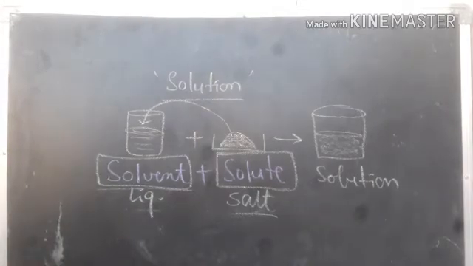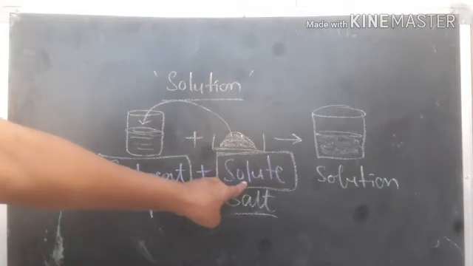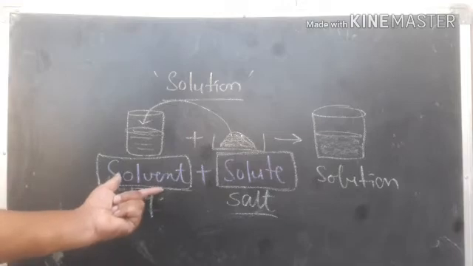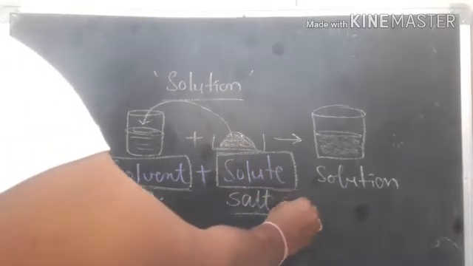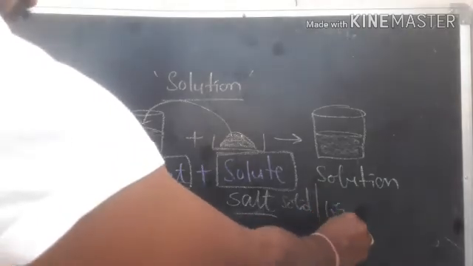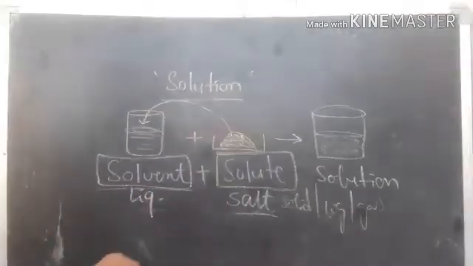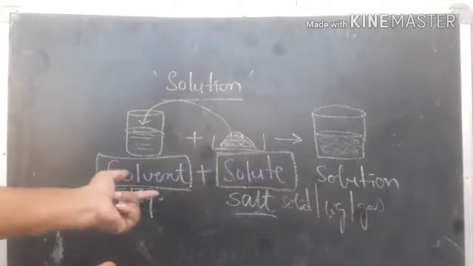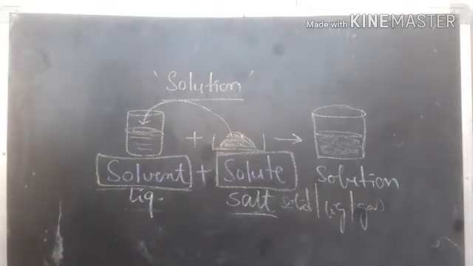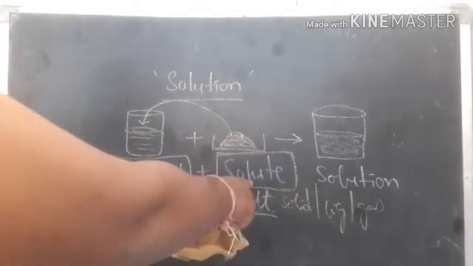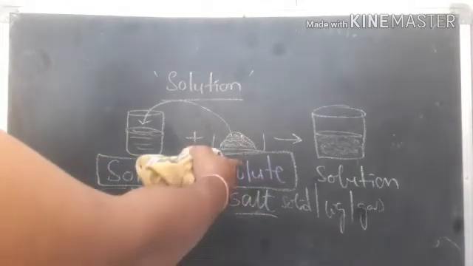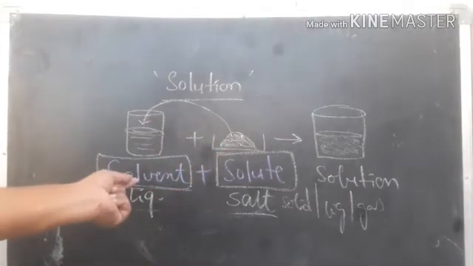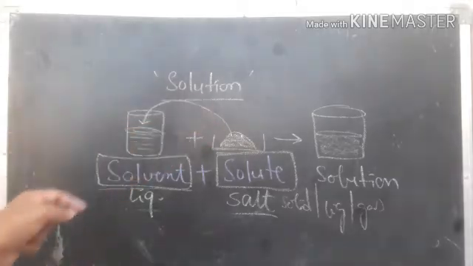Have you understood the difference? Solvent dissolves the solute, whereas solute gets dissolved in solvent. It may be solid, liquid, or gas, whatever it may be, right? So this is about solution. Solution is made up of solvent and solute. Solvent is a liquid portion which can dissolve the solute, and solute may be solid, liquid, or gas which dissolves in solvent. Okay, so this is about solution.